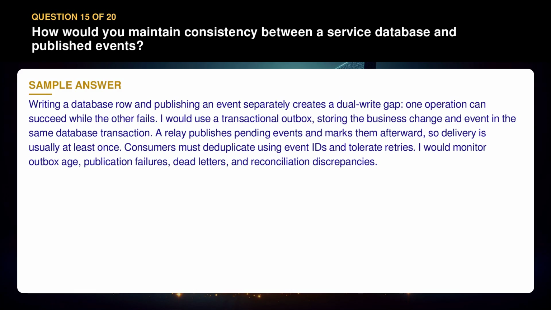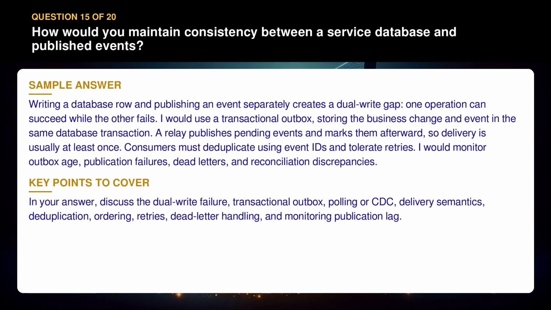Consumers must deduplicate using event IDs and tolerate retries. I would monitor outbox age, publication failures, dead letters, and reconciliation discrepancies. In your answer, discuss the dual write failure, transactional outbox, polling or CDC, delivery semantics, deduplication, ordering, retries, dead letter handling, and monitoring publication lag.